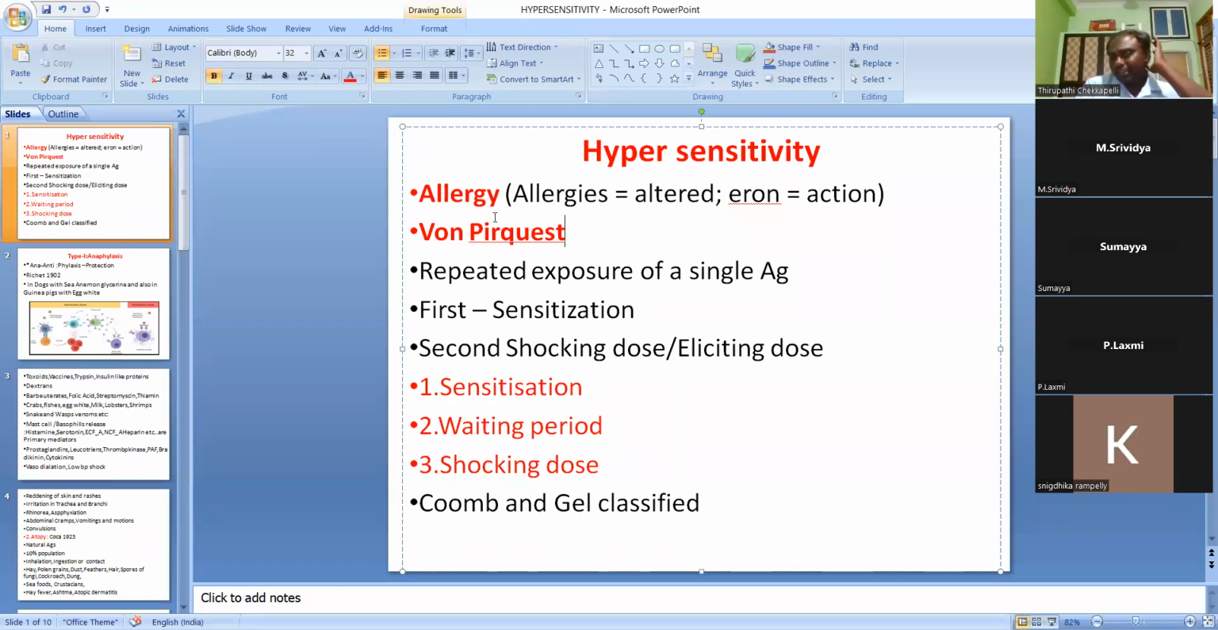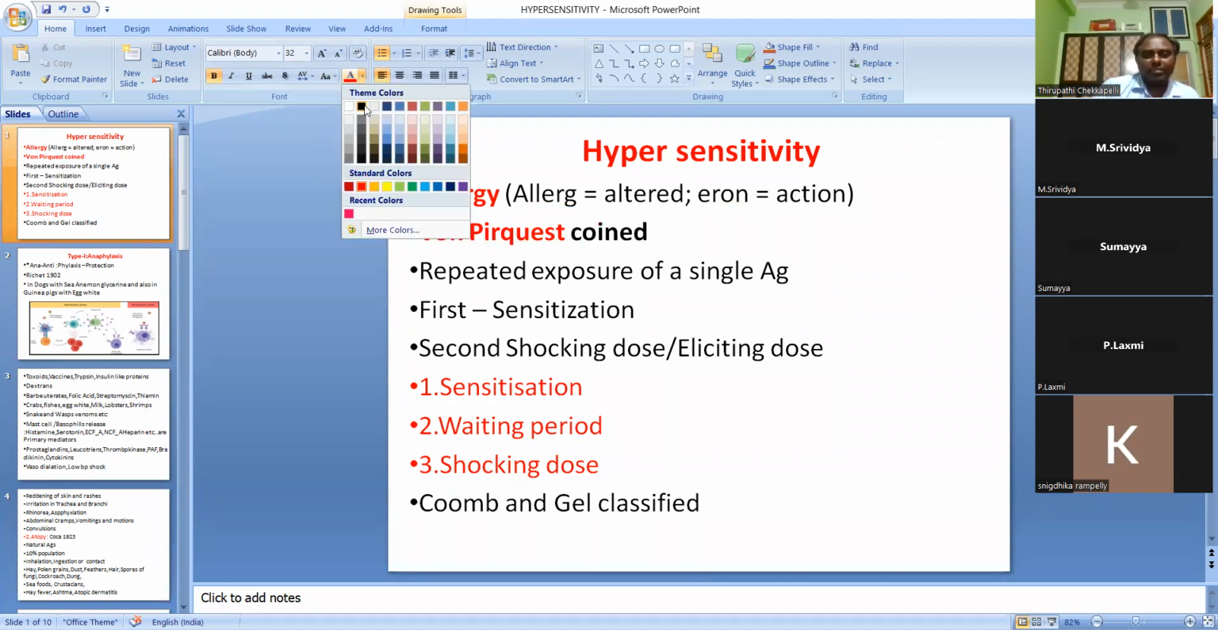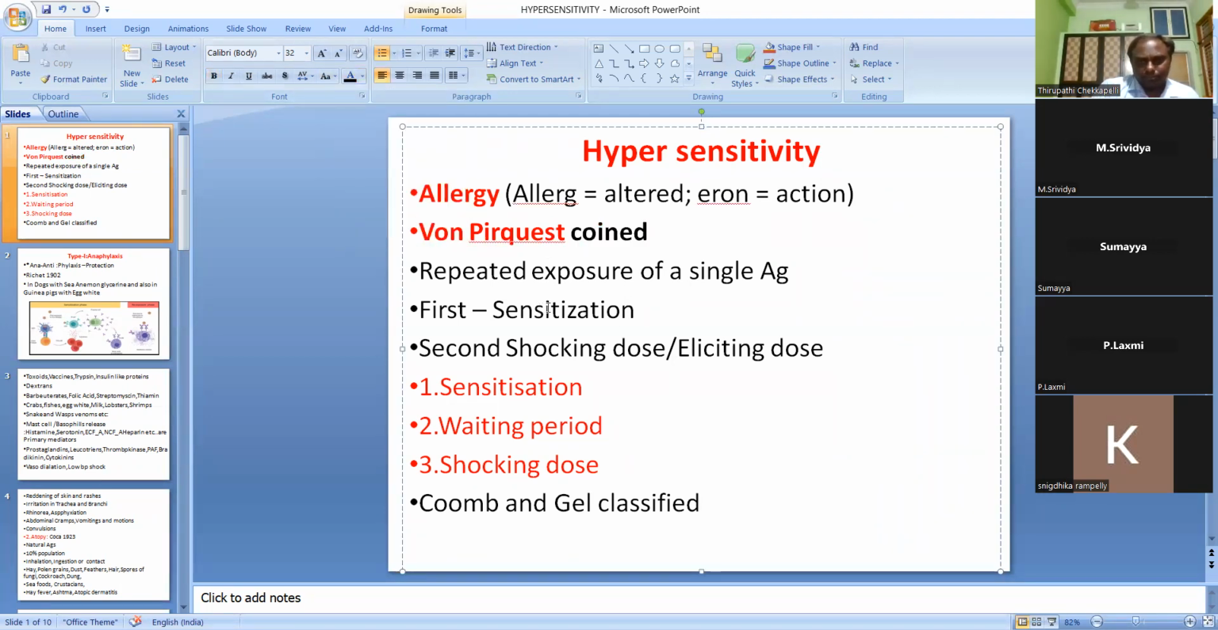Its other name is allergy. Allergy means altered action: allos means altered, ergon means action. This term allergy was first used by one scientist. In hypersensitivity, it happens due to repeated exposure to a single antigen.